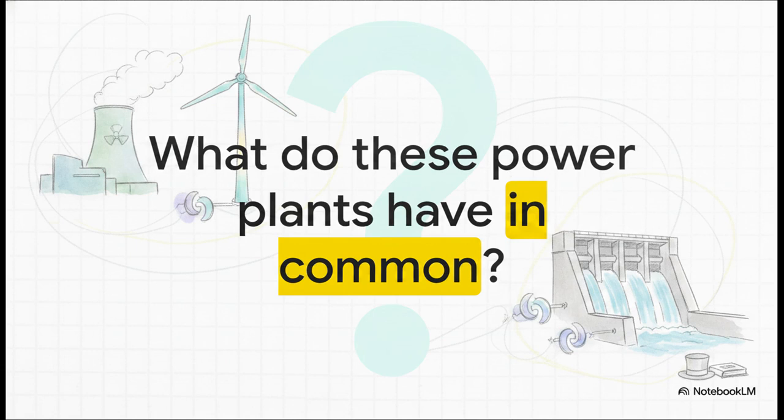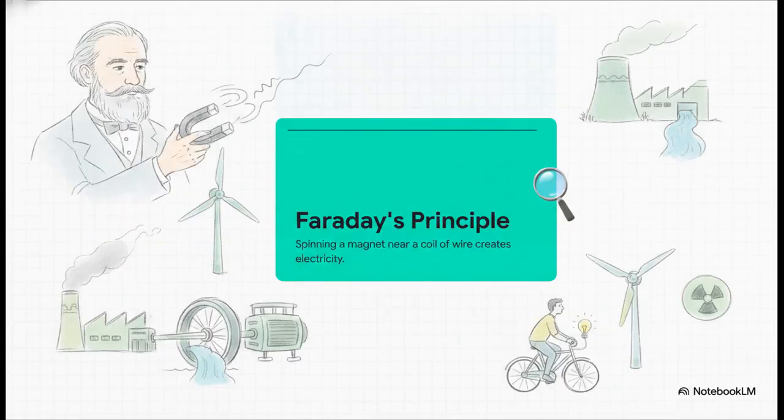To kick things off, I have a bit of a riddle for you. What do a nuclear plant, a wind turbine, and a hydro dam all have in common? I mean, they look completely different, right? Now, you might be guessing that they all use miles and miles of wires, or maybe that they just cost a ton of money to build. And hey, those are really good guesses. But no, the real answer is actually this totally mind-blowing secret that was discovered way back in 1831. That secret is Faraday's principle.